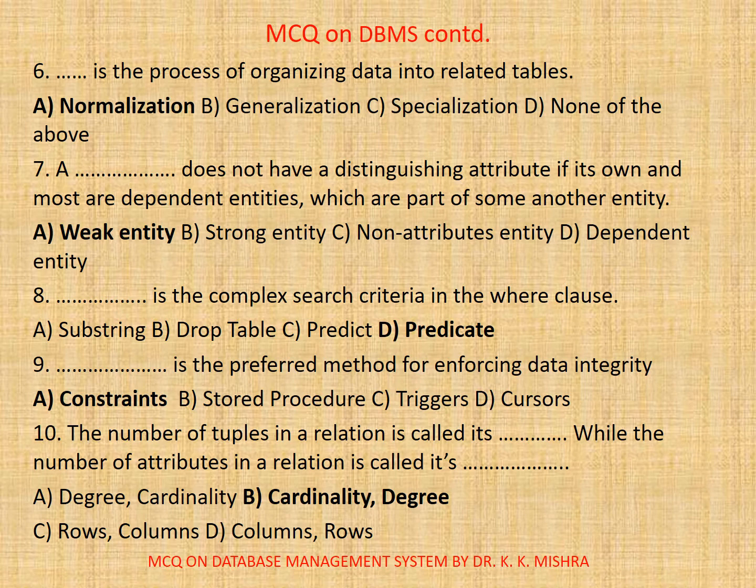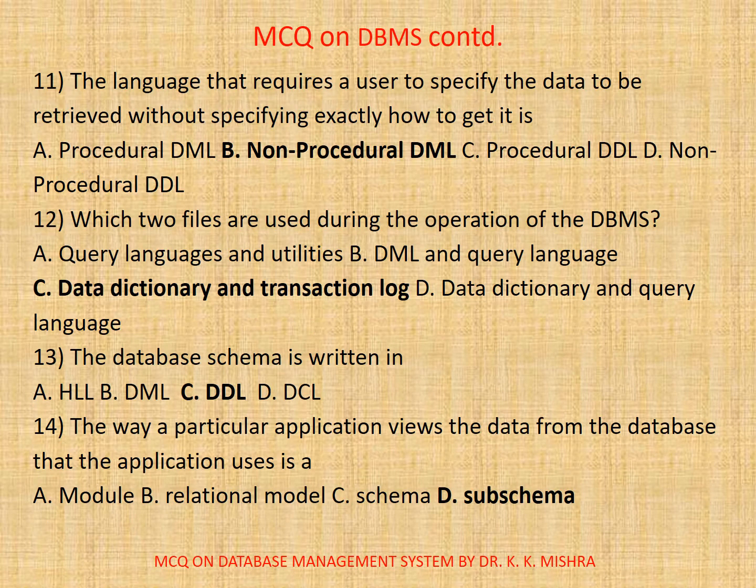Question number 9. Dash is the preferred method for enforcing data integrity. Here correct option is A. Constraints. Question number 10. The number of tuples in a relation is called its dash, while the number of attributes in a relation is called its dash. Here correct option is B. Cardinality, degree.